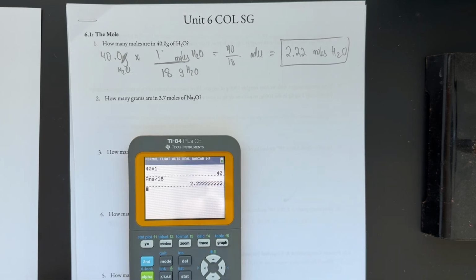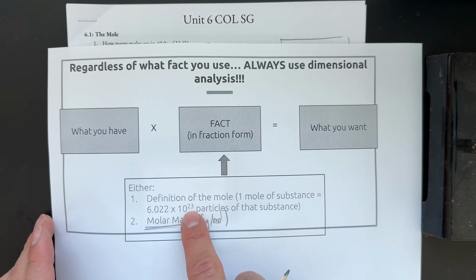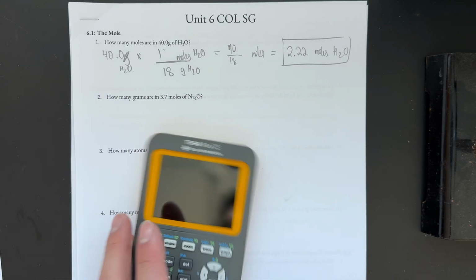So that's how we do that problem. And again, we can see the template here. Start off with what you have. You multiply by some fact, either the definition of the mole or the molar mass, in order to get what we want. And so that's how you do that problem.